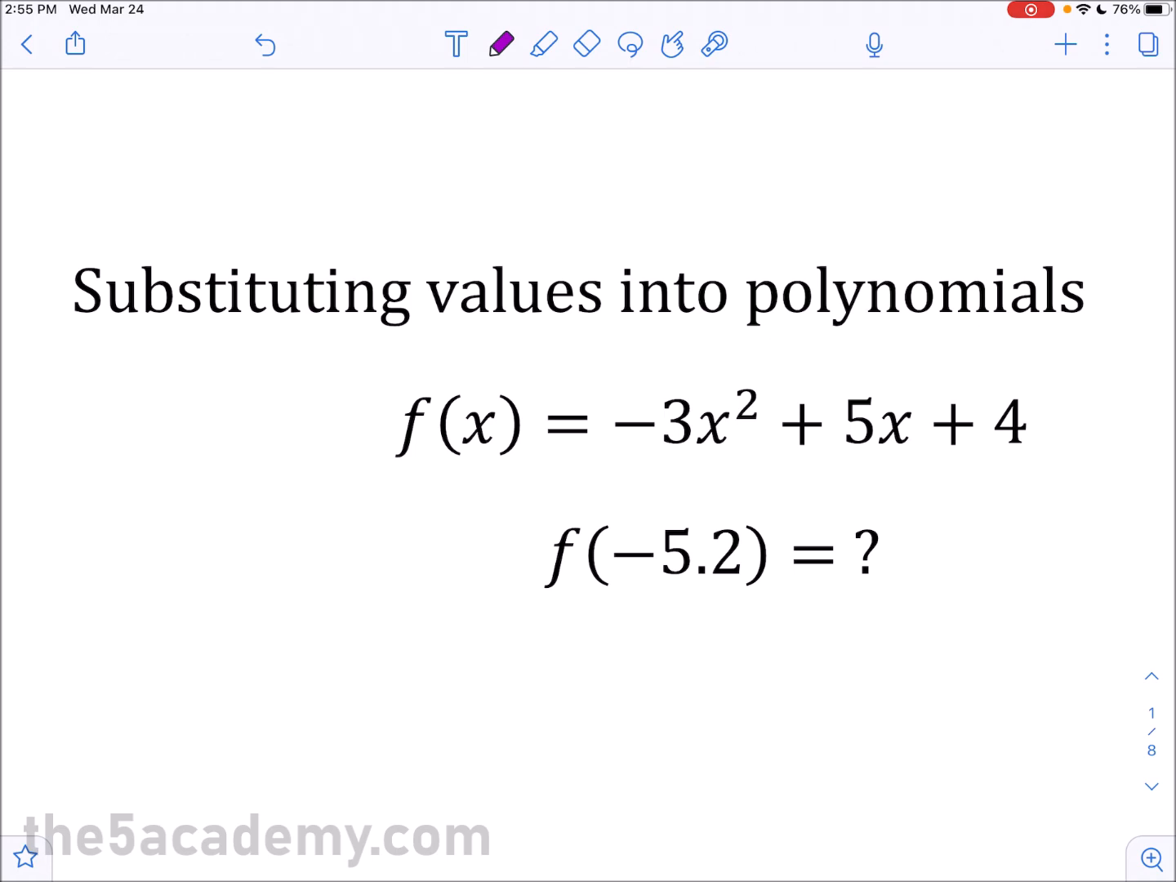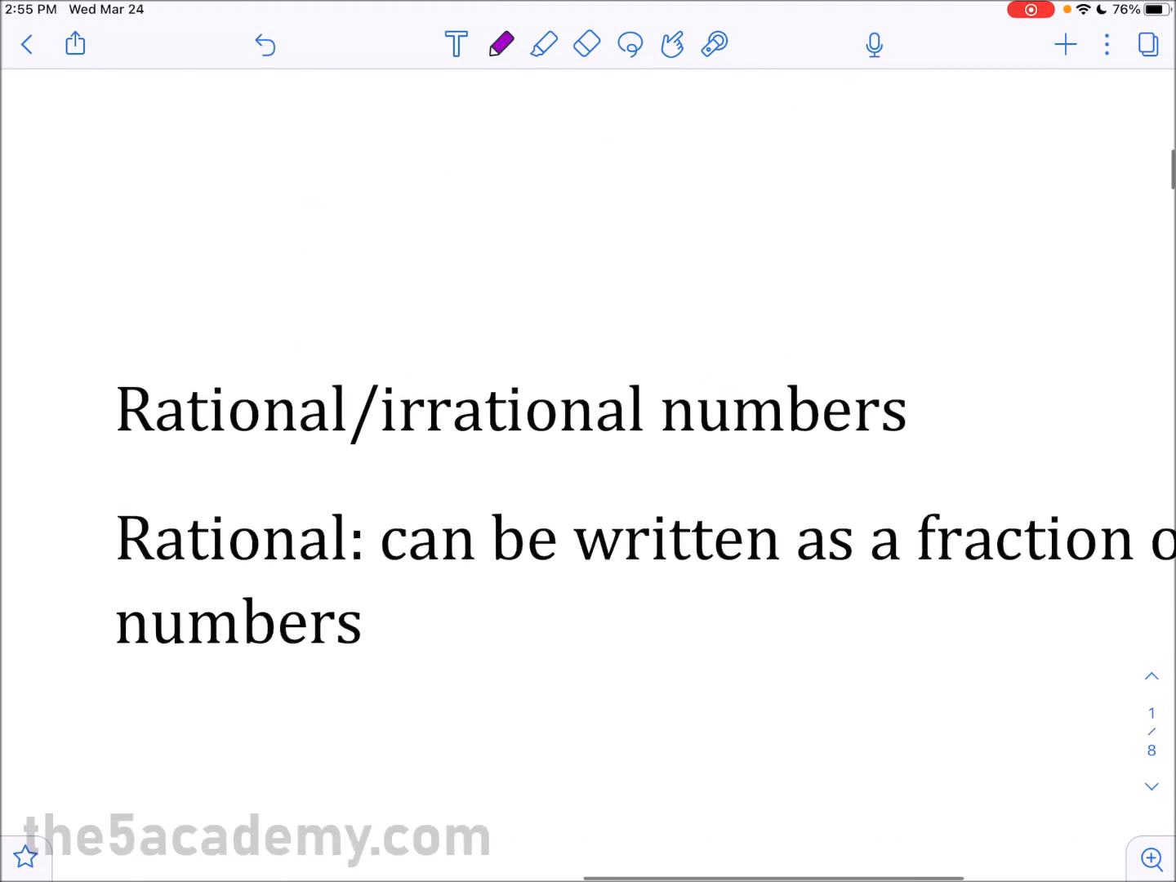Substituting values into polynomials. So this is literally where you are given an equation and you're told, hey, plug this in and see what you get. And then you have to choose the right answer, which is just going to be whatever that number ends up equaling. So you should be able to do this. The main thing here is you don't want to make sign mistakes.